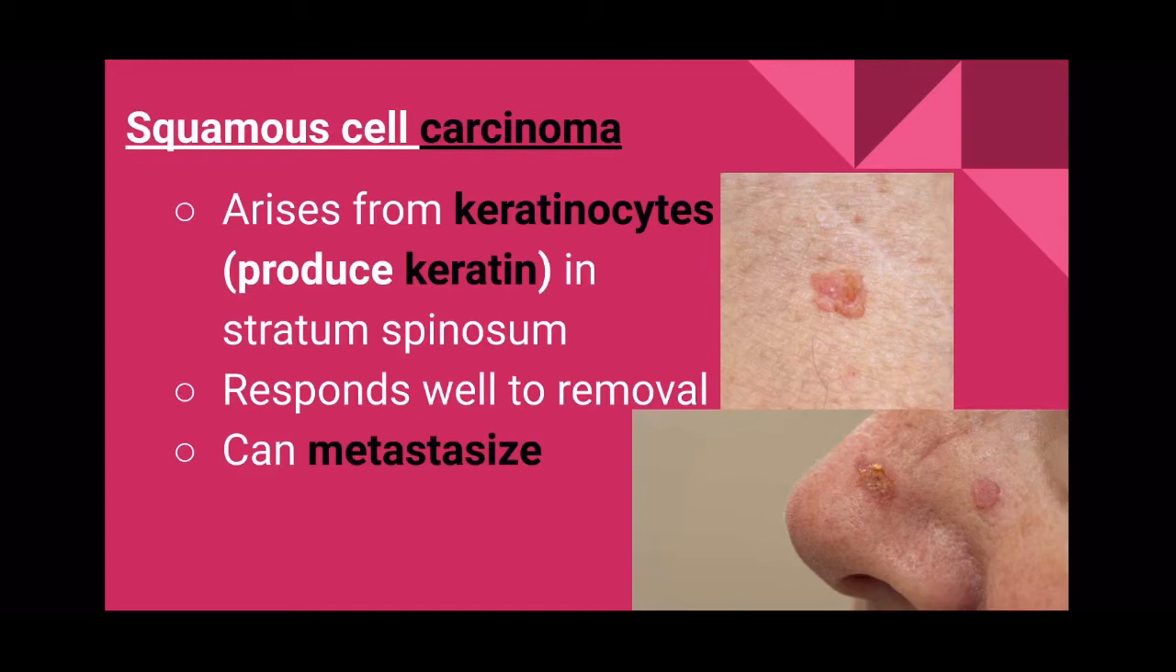There are many different types of skin cancer, based on where the cancer originates. The first type we will discuss is squamous cell carcinoma. This type of skin cancer arises from keratinocytes that are located in the stratum spinosum. Keratinocytes are cells that secrete keratin. Keratin is the protein that is found in the dead outer layer of your skin, and it's also found in your nails and your hair. So basically, the keratinocytes are reproducing out of control.